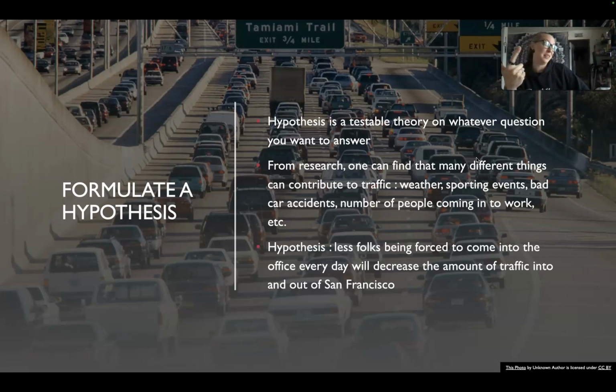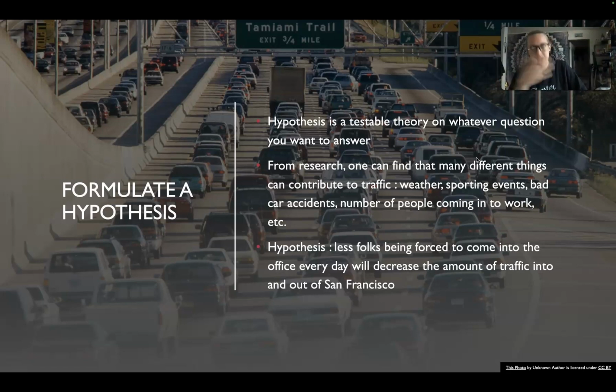Sporting events. I personally live really close to Oracle Park and Chase Center. When there are sporting events going on, my goodness, it takes me so long to get home. Bad car accidents. This happened to me personally last Thanksgiving. That blocked 3 lanes on the Bay Bridge. It took me a very long time to get to the East Bay. How many people are coming into work? You know, things like that. There are multiple things that contribute to traffic here in the Bay Area.